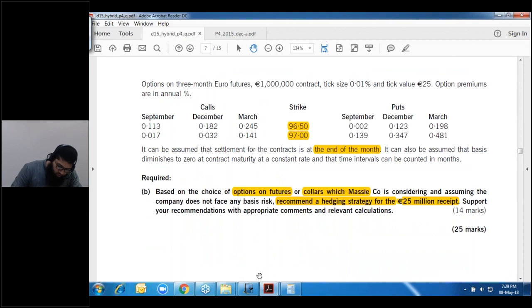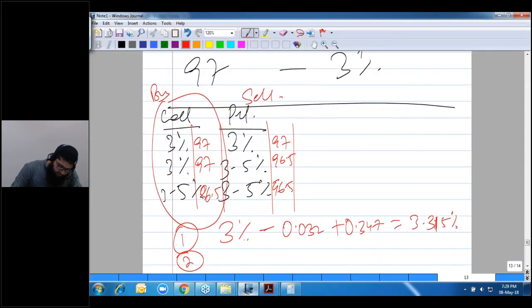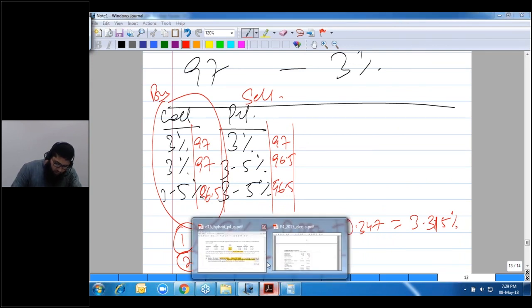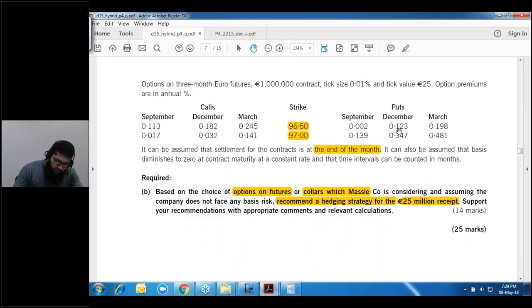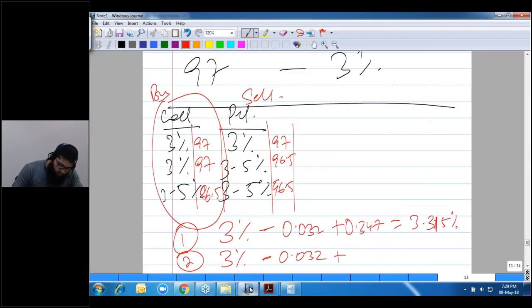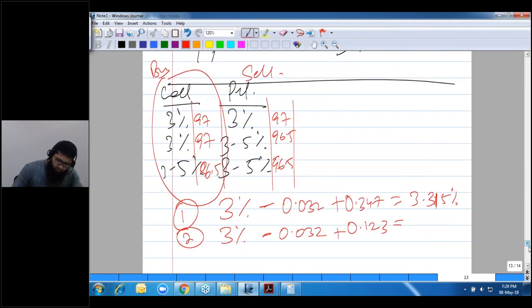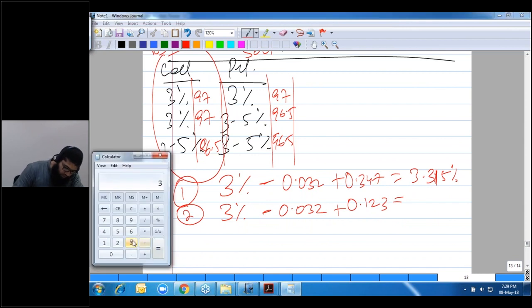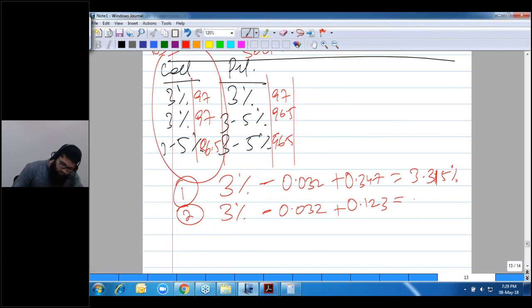What is the second case going to be? The second case is 3% and 3.5%. So it's 3% minus 0.032, but plus, since the put option that we have sold is for 96.5, it would be 0.123%. So 3 minus 0.032 plus 0.123 is 3.091%.